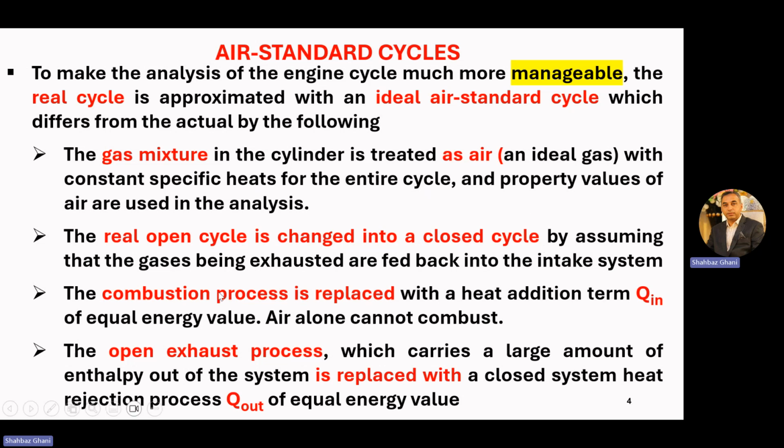The combustion process is replaced with a heat addition term Q in of equal energy value. Air alone cannot combust. Remember this thing. An open exhaust process, which carries a large amount of enthalpy out of the system, is replaced with a closed system heat rejection process Q out of equal energy value. So we are introducing two different terms, heat addition Q in and heat rejection Q out.